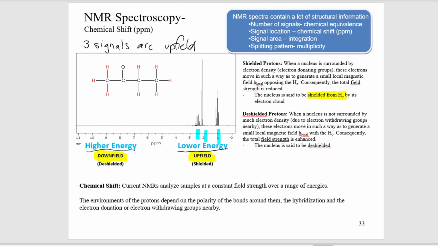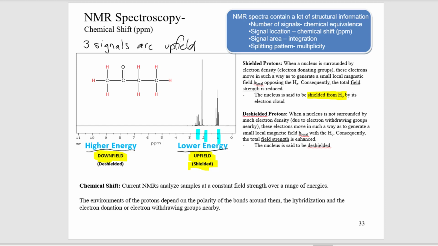The way I used to think about this is that electron donating groups are these groups that add electron cloud density. So think about the clouds in the sky. If there are more clouds in the sky, then you're shielded from the sun, right? So this is how I used to remember it as an undergraduate. So the more electron cloud density there was around me, the more I was shielded from the magnet. Okay, and when you're shielded from the magnet, you're upfield.